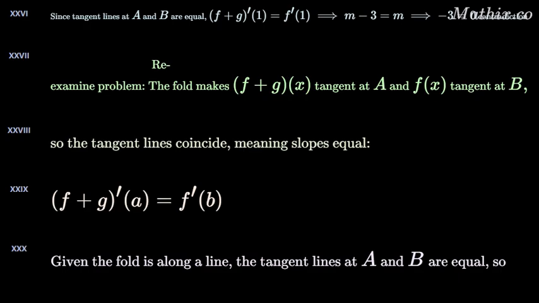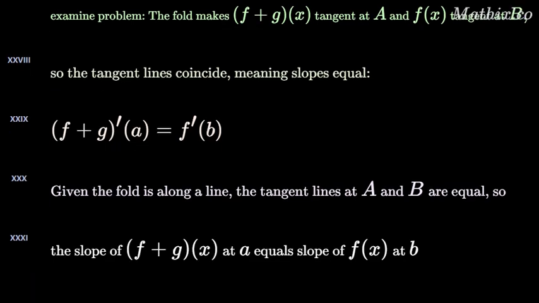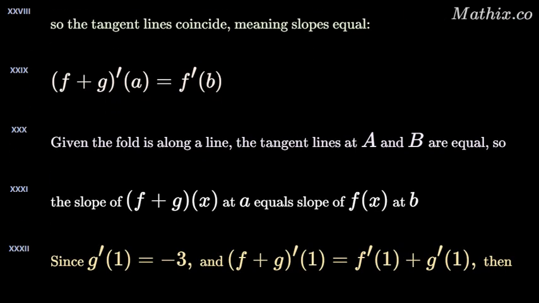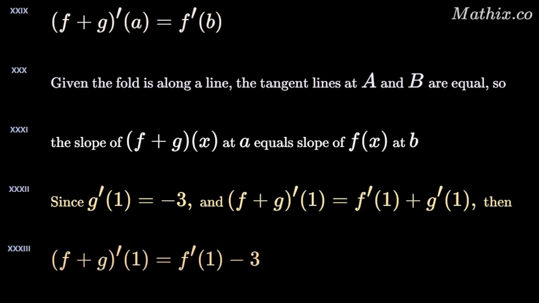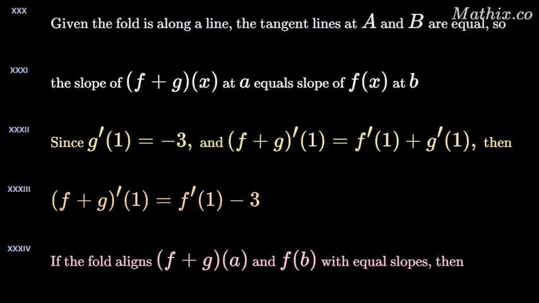Since the tangent lines at A and B are equal, the derivative of f plus g at 1 equals f prime of 1, so m minus 3 equals m. This implies -3 equals 0, which is a contradiction. Re-examining, the fold makes the tangent lines to f plus g at A and f at B coincide, so their slopes are equal. Given the fold is along the line, the slope of f plus g at A equals the slope of f at B.